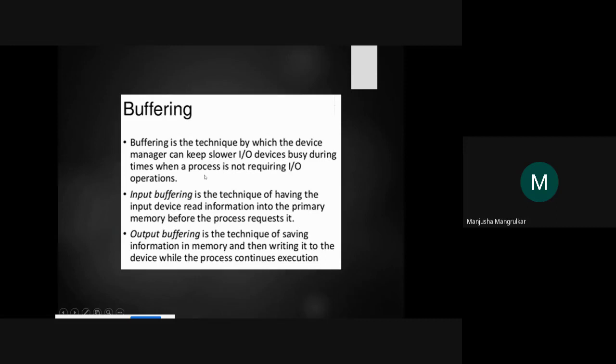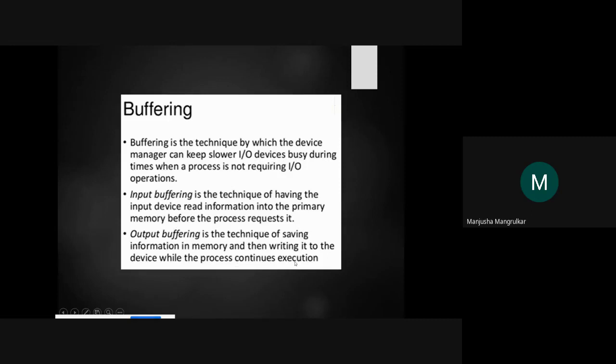Buffering is a technique by which the device manager can keep a slower IO device busy during the time when the process does not require the IO operation, right? IO devices are in slow mode. There is an input buffer and an output buffer. If I'm sending any input, there is the buffer. Input buffering means reading information from the primary memory before the process requests it. Output buffering is a technique of saving the information in memory, then writing it to the device while the process continues executing.